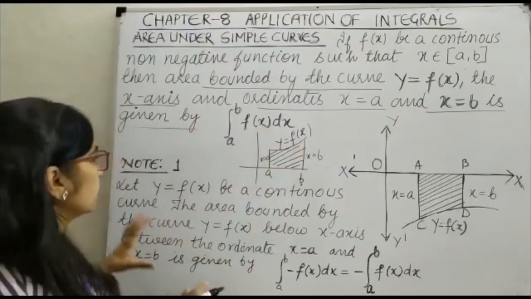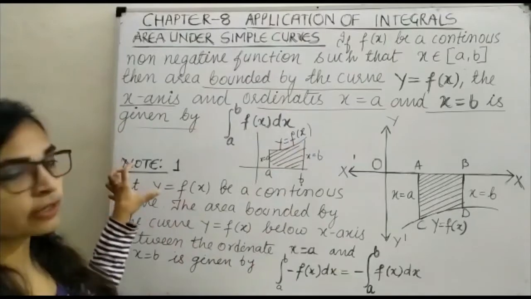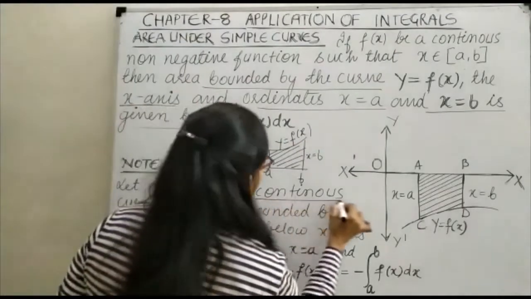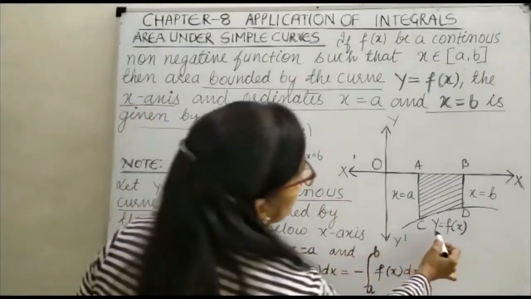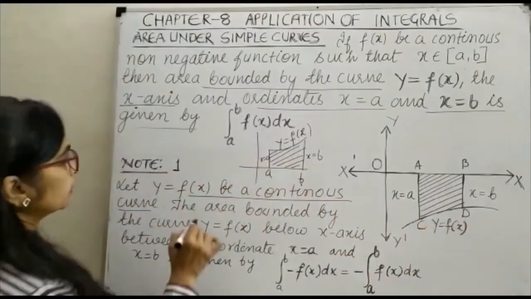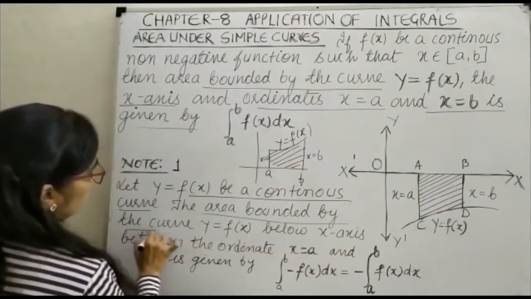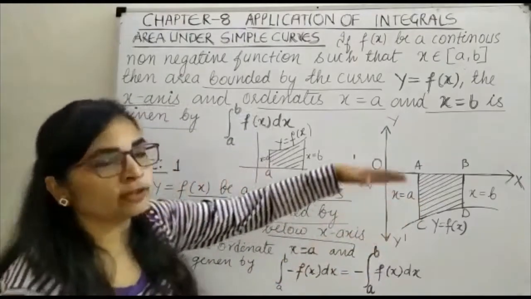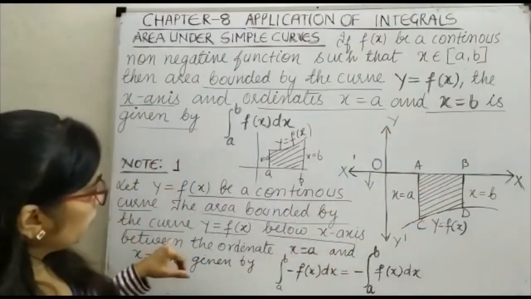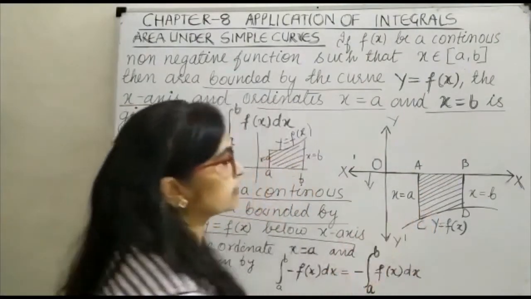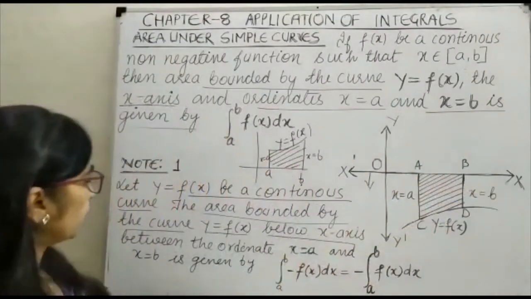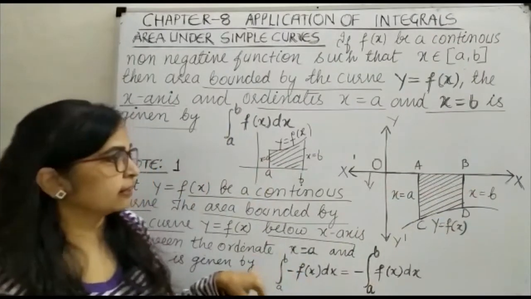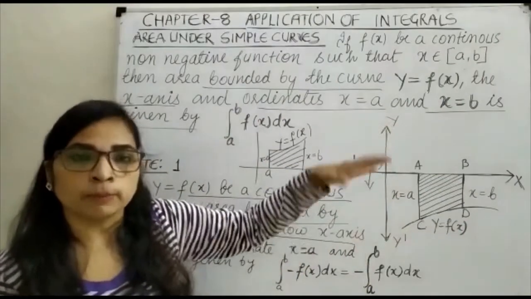Now we have certain different conditions. The first condition we have to notice is: suppose y equals f(x) is a continuous curve. Then the area bounded by the curve y equals f(x) below the x-axis, you can see that this curve is below the x-axis, between the ordinates x equals a and x equals b, is given by the integral from a to b of minus f(x) dx. This minus sign is only because this curve is below the x-axis.